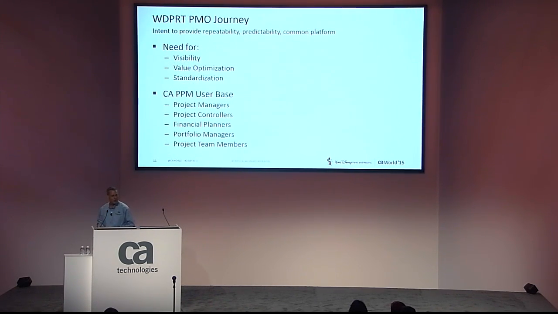Within our PMO, we then found a need for, first and foremost, visibility. Sort of the adage that you can't manage what you can't see, you can't measure what you can't see, and you can't improve what you can't measure. So one of our guiding principles was we need to have visibility of everything in our portfolio to understand where our investments are occurring and how we are leveraging and balancing them, which would lead into our value optimization.